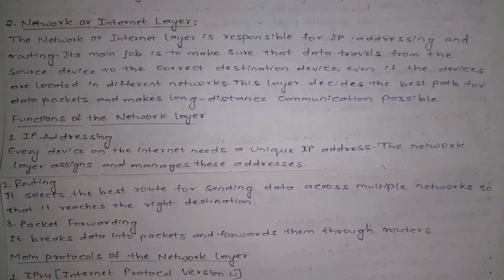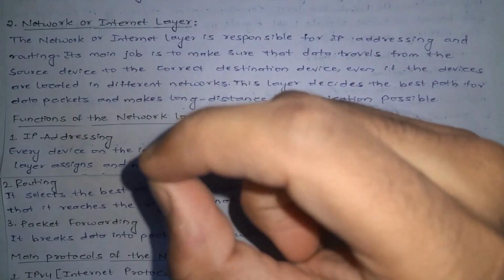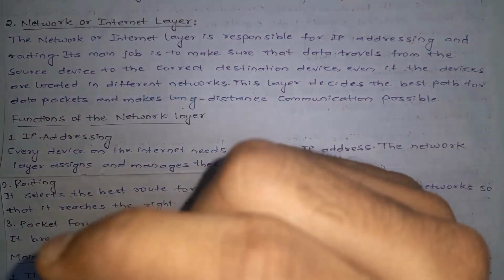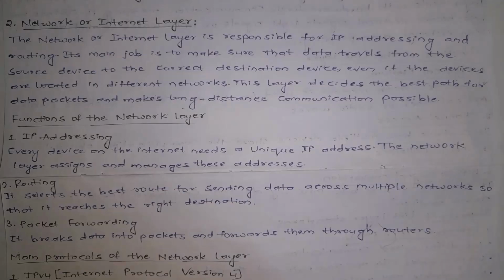And the second one is the network or internet layer. Guys, by using the network or internet layer, data can travel from one IoT device to another IoT device when the devices are located in different networks. For example, one device is in the UK and the next device is in India. If two devices want to communicate with each other, this communication is possible by using the internet layer.